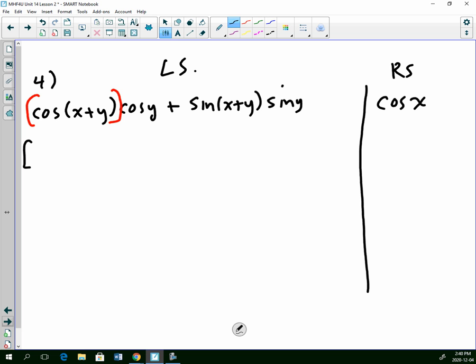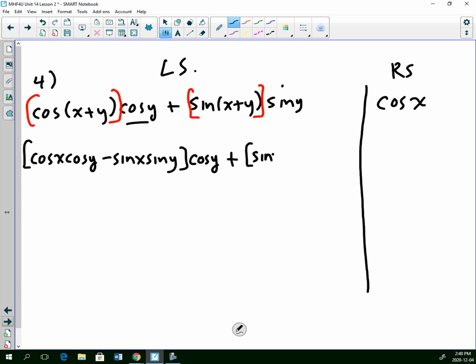So that would be cos x cos y minus sine x sine y. And then all of that is multiplied by cosine y. And then I'm going to do the same thing here. I'm going to take the compound angle formula for sine of x plus y. So I'm going to write that out, which is sine x cos y plus cos x sine y.